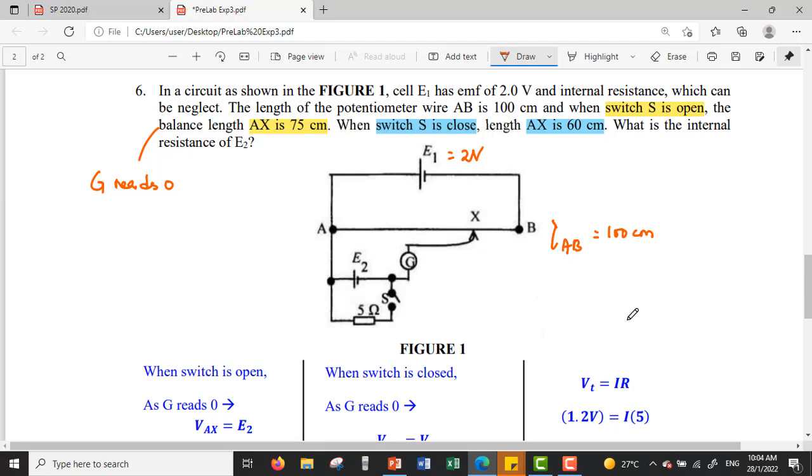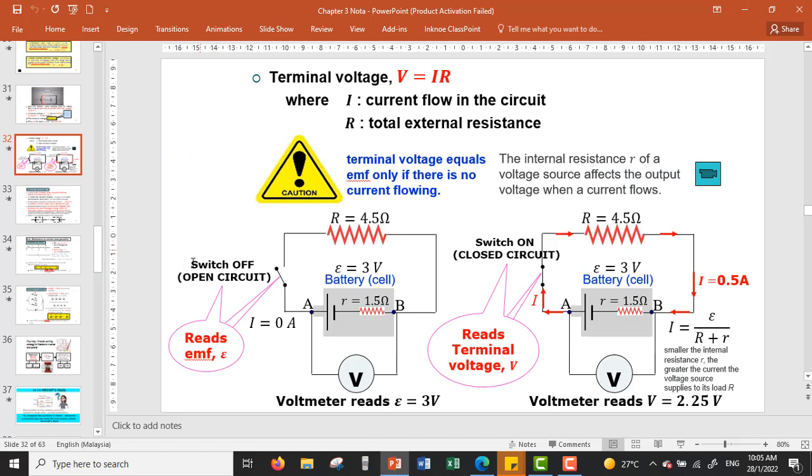If we recall the concept from our lectures about EMF and terminal voltage, when switch S is open, in an open circuit, we read the EMF of the battery or dry cell. But when the switch is on, the circuit is closed, and current flows from the battery or dry cell. At that time, we read the terminal voltage V, which is the voltage across the external resistor. So we are going to apply this concept in the question.